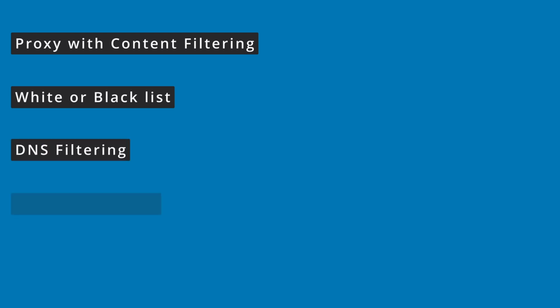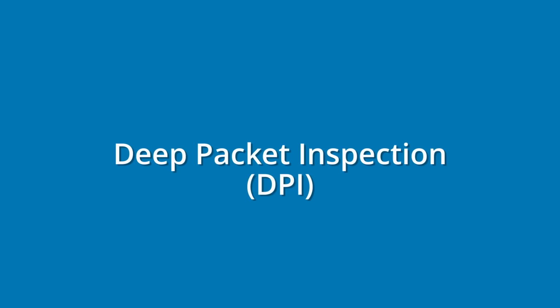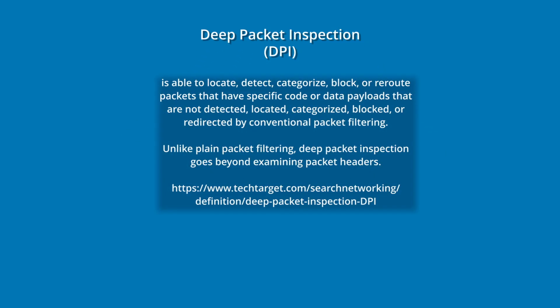There are a few approaches to solving this. You can use a proxy with content filtering, whitelist or blacklist, DNS filtering, and Layer 7 firewalls. This video is going to go over the latter. So, how does a Layer 7 firewall work? Layer 7 firewalls utilize a combination of deep packet inspection, or DPI, matching traffic to well-known ports or IPs, and inspecting DNS requests to help identify sites and services.